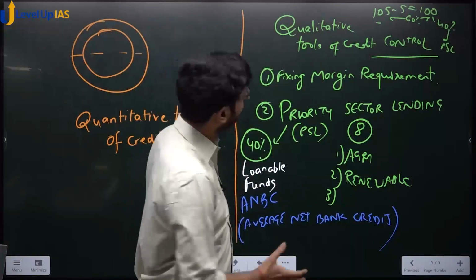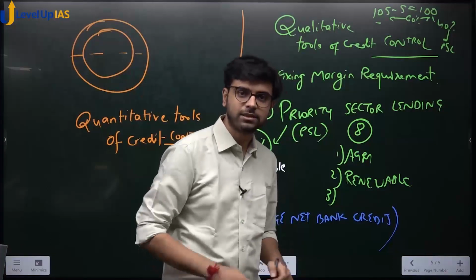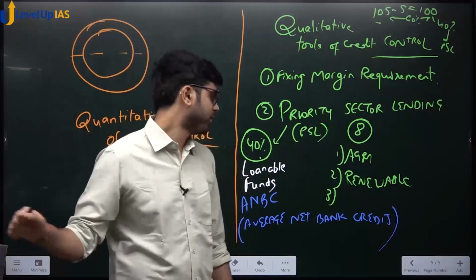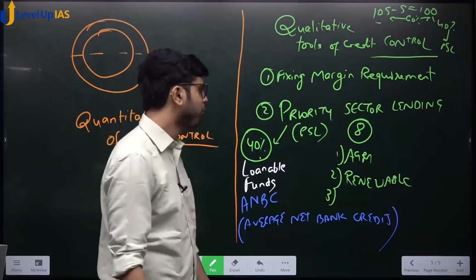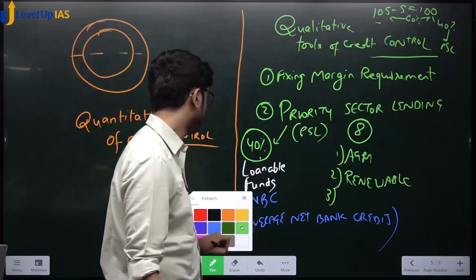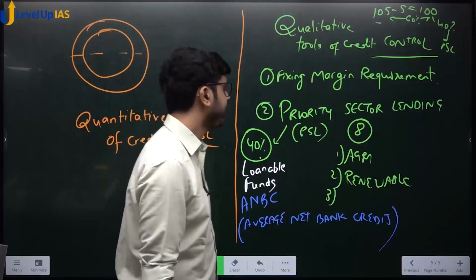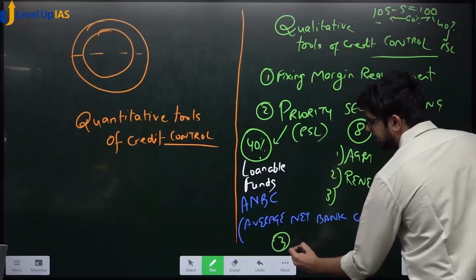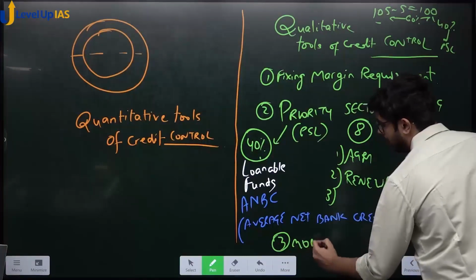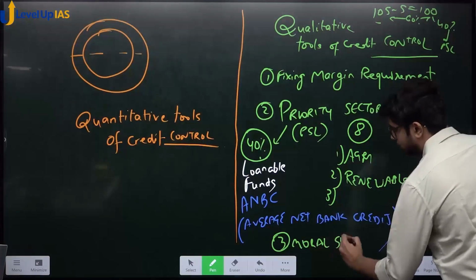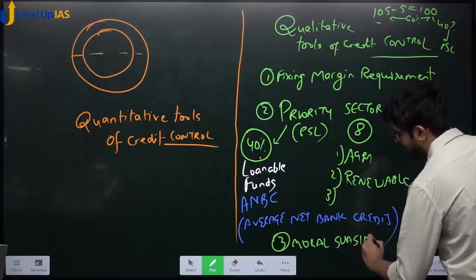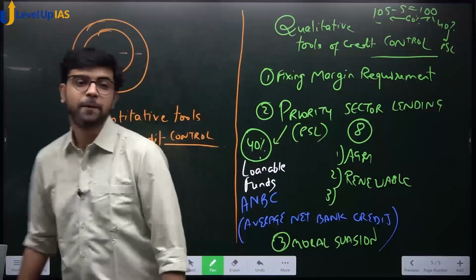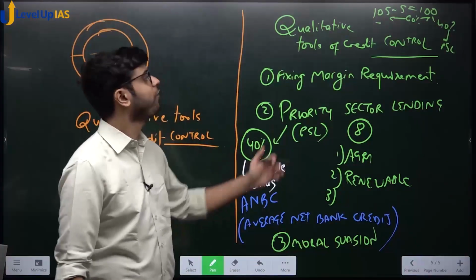Are we not diverting funds to priority sector? Yes. This is a qualitative method of credit control, not quantitative, qualitative. Okay? I will write 2-3 more things here. They are so easy, but this word is very important. Moral suasion. S-U-A-S-I-O-N. Moral suasion. This is also one of the qualitative ways of credit control.